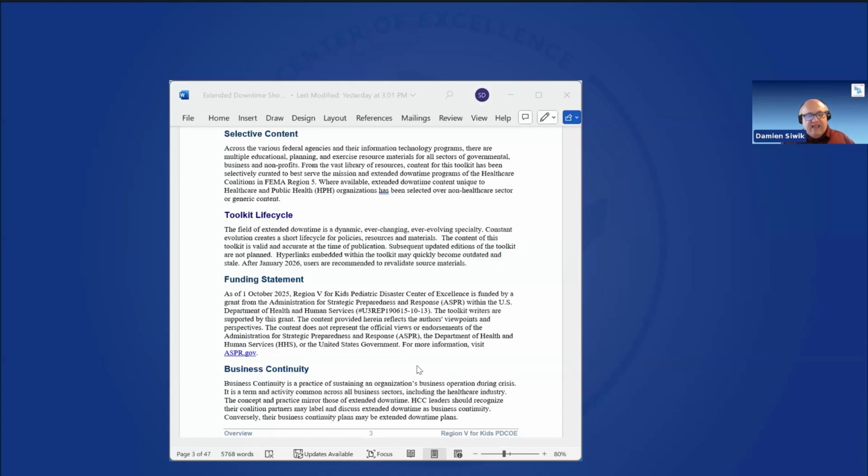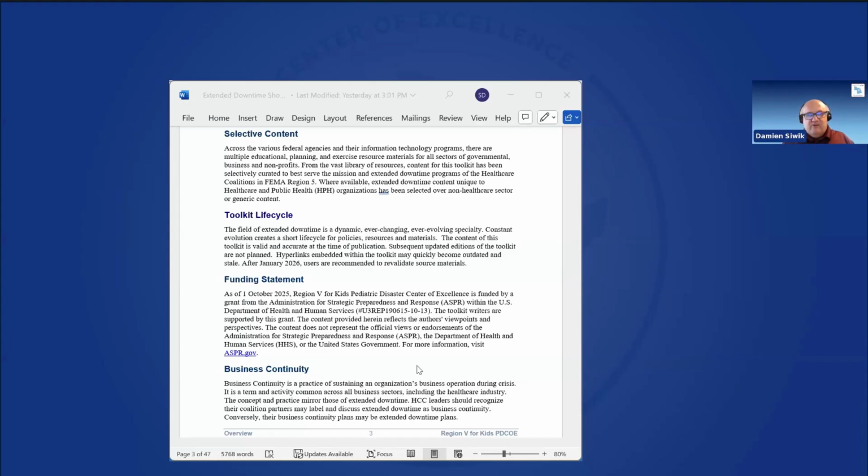So from the ASPR HPP Cooperative Agreement, they did provide a definition of downtime as being periods when all or part of an electronic system, network, hardware, or software is unavailable or offline. Within that term and definition, extended downtime, as mentioned, it is a bit of an ASPR-centric concept and term.